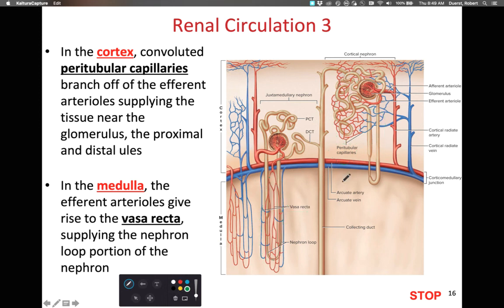That's all we have for this recording. We talked about general positioning of the kidneys and some big structures within the kidneys and blood flow within the kidneys.